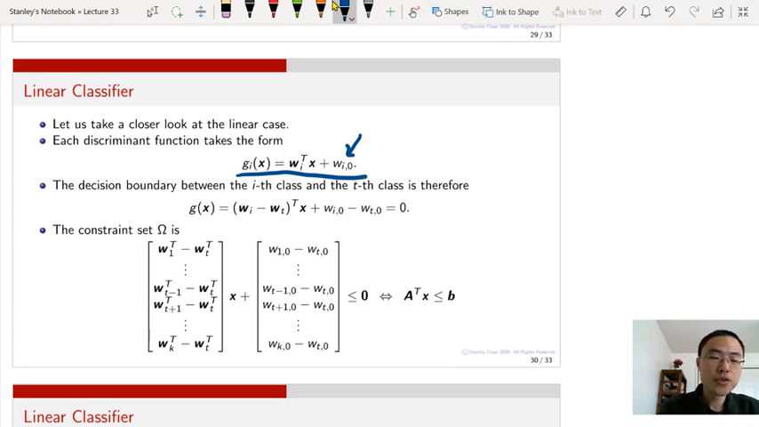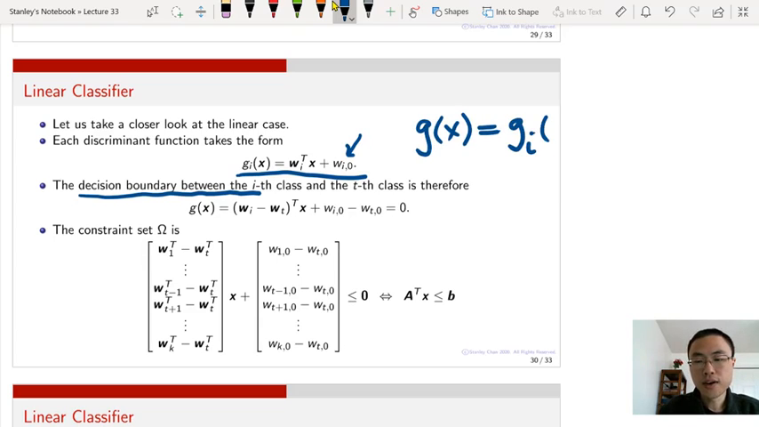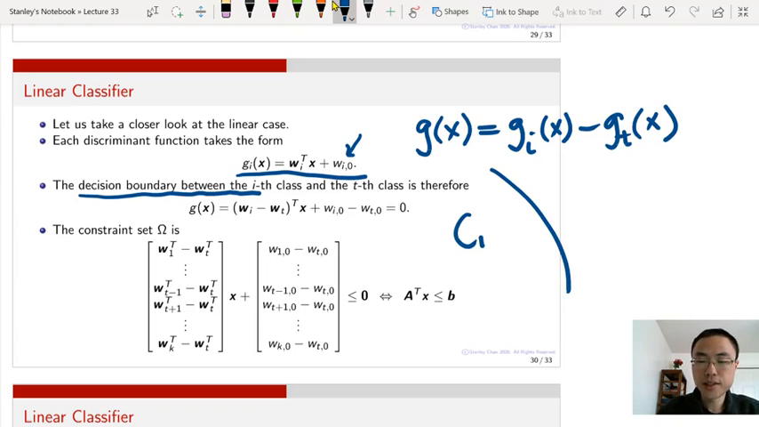And so the decision boundary is determined by the difference between i and t. Okay, so what is g(x)? g(x) is equal to g_i(x) minus g_t(x). So if you want to compare, this is your C_i, this is your C_t, then this discriminant function g(x) equals 0 will be given by g_i minus g_t. That will be your decision boundary, and that will be your discriminant function.